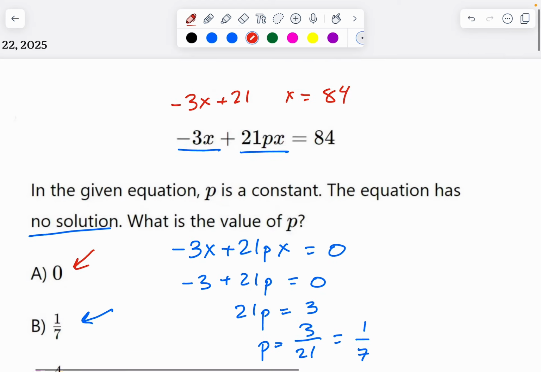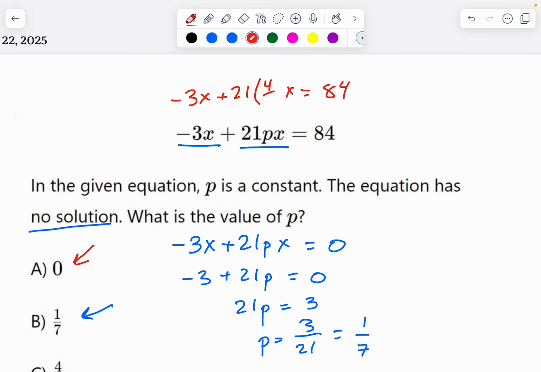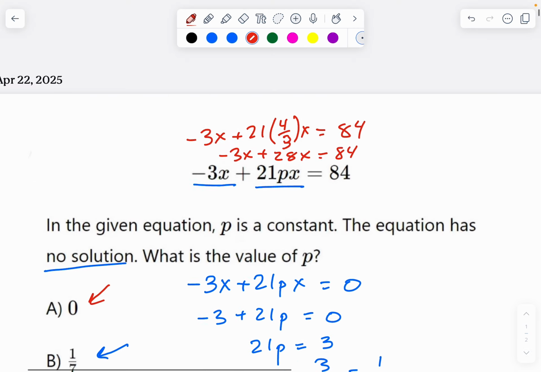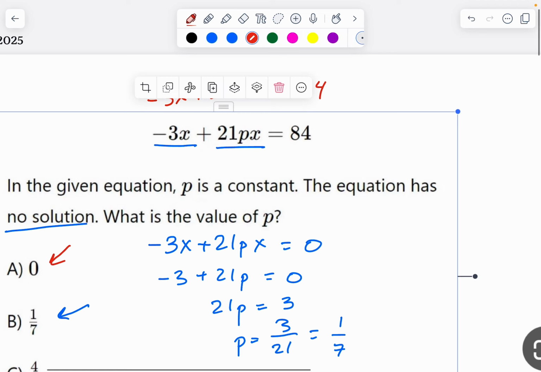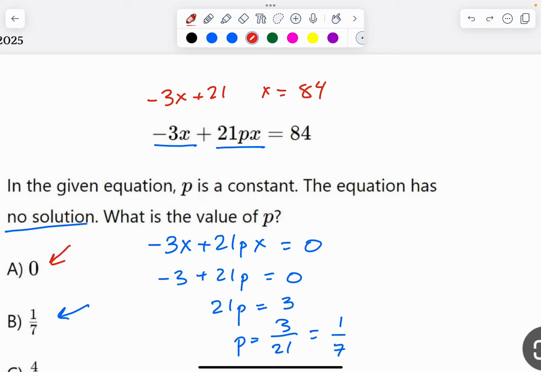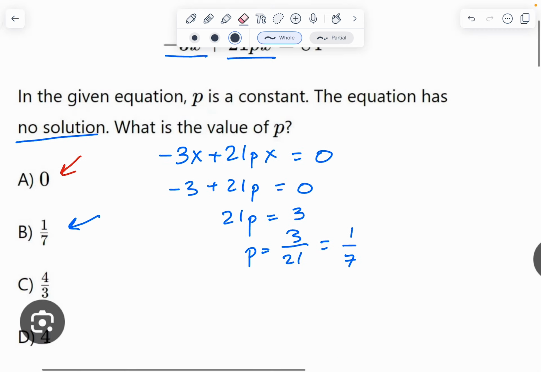What was the next one? 4/3. So if I do 4/3, that's a 3, pretend. Then I see 7 times 4, I see 28. I see negative 3x plus 28x is equal to 84. I can solve that. 25x, so it's 84 over 25, but that wouldn't work for us. The last one I said was 4. So if I plug in 4, okay, the eraser's too thick. My apologies. Likewise here, I'm going to get something x equals 84, and it would have a solution. So we were correct in what we did right there.